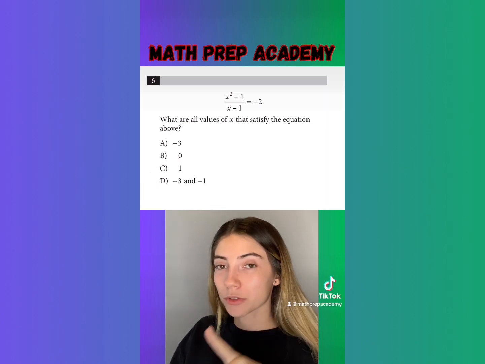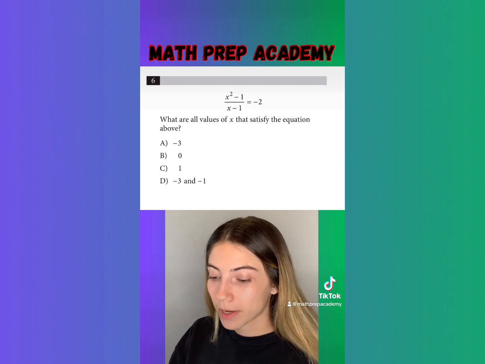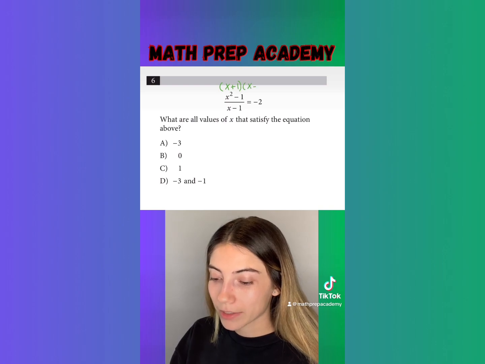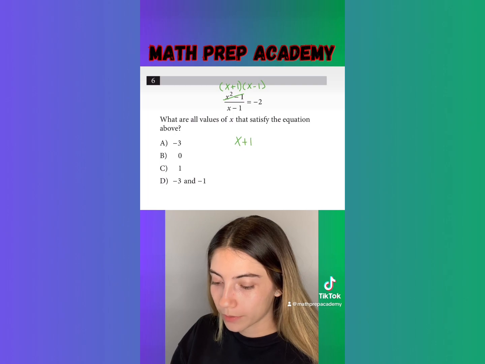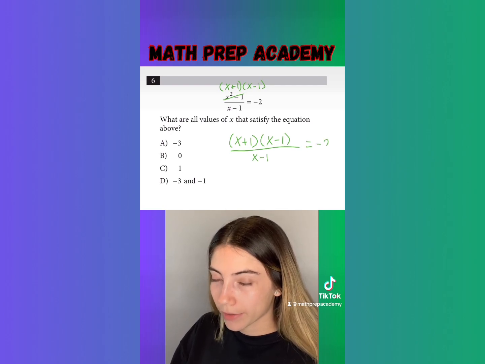How would you answer the question above? Pretty straightforward. So as you can see, the top is a difference of squares. So this x squared minus 1 can be factored as x plus 1, x minus 1. So we replace the numerator with that. We get that x plus 1, x minus 1, over x minus 1 is equal to negative 2.